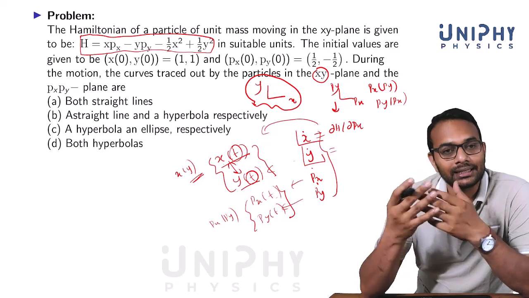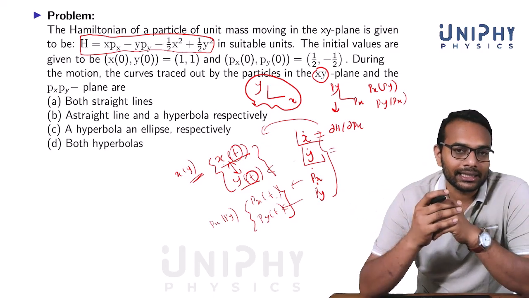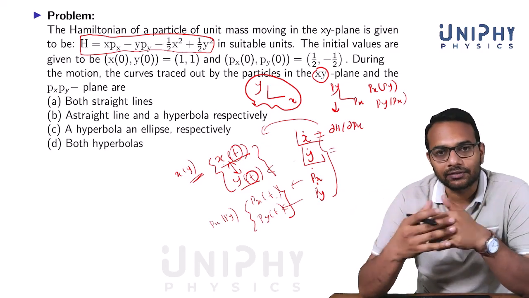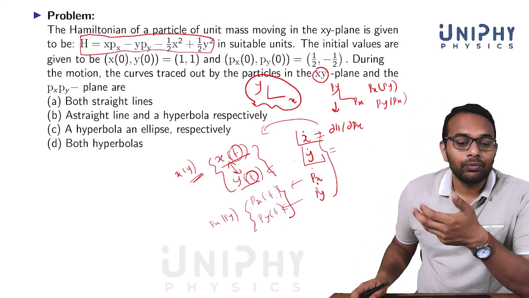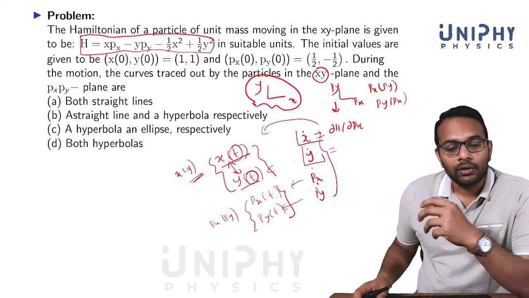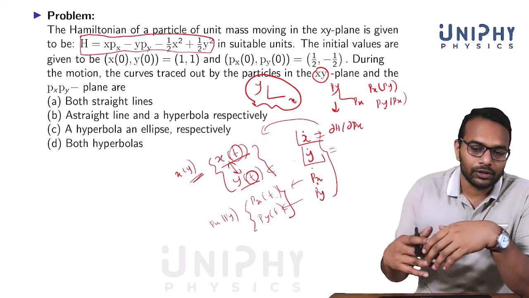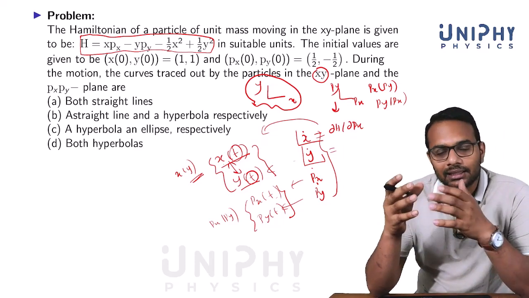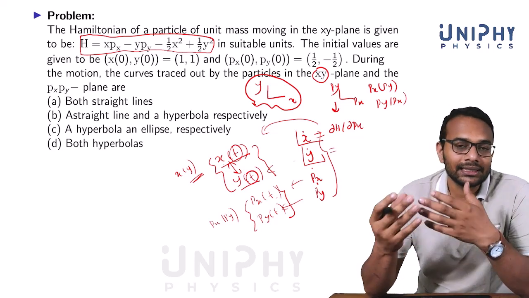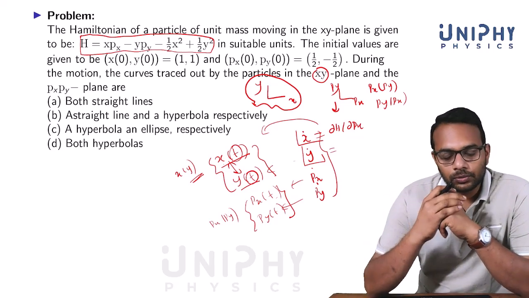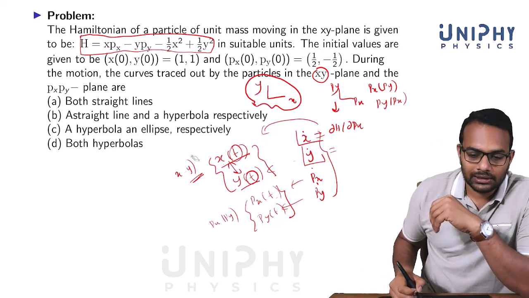Now we'll get the equation x of y, x as a function of y, and px as a function of py. Looking at that equation, we shall be able to identify what kind of a curve it is, whether it's a circle, an ellipse, a hyperbola, or whatever it is. So that's the general procedure that we need to follow in such problems. So let's go ahead.